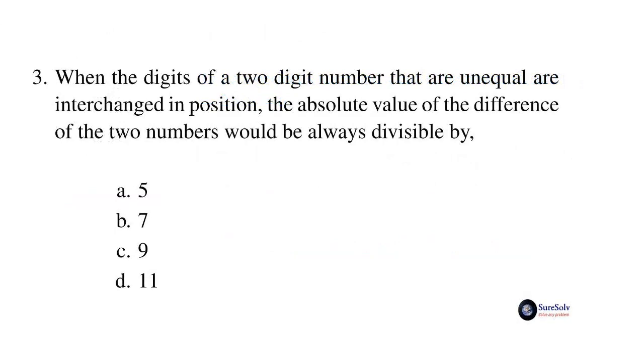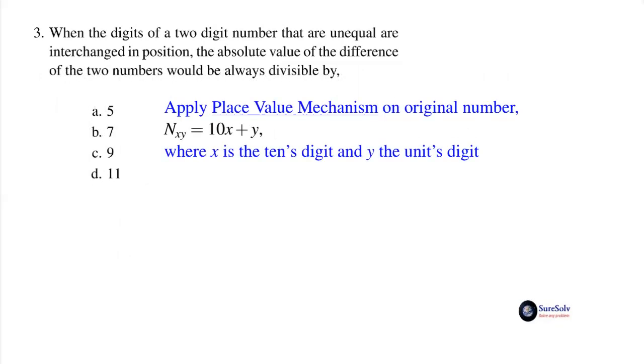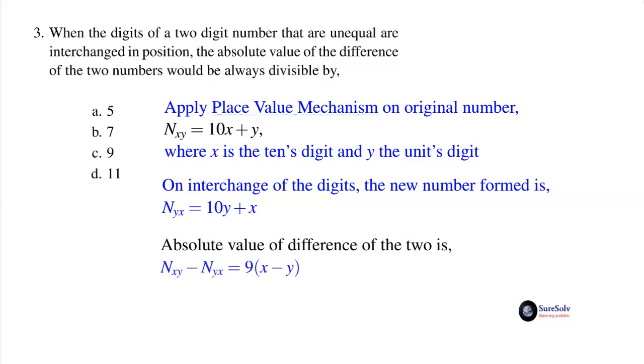Third question. When the unequal digits of a two-digit number are interchanged in position, the absolute value of the difference of the two numbers would always be divisible by which one among 5, 7, 9 or 11? Apply place value mechanism to express original number nxy as 10x plus y, where x is tens digit and y is units digit. On interchange of the digits, the new number form becomes nyx equal to 10y plus x.